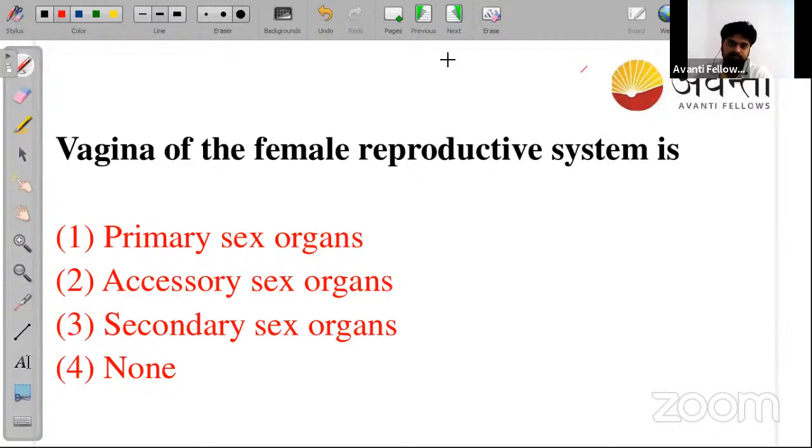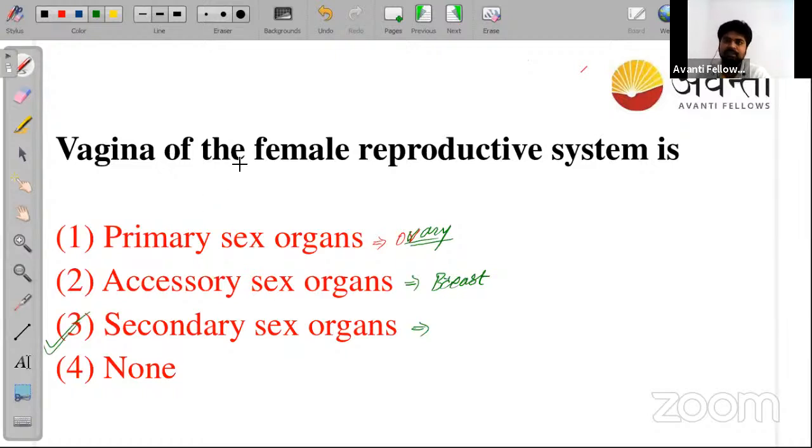So first of all, what is the primary sex organ? Only the ovary. Ovary is the primary sex organ. What is the accessory sex organ? Breast is the accessory sex organ. What is the secondary sex organ? There are a lot of secondary sex organs other than ovary and breast. There are many sex organs, you know that. So the vagina is actually a secondary sex organ.